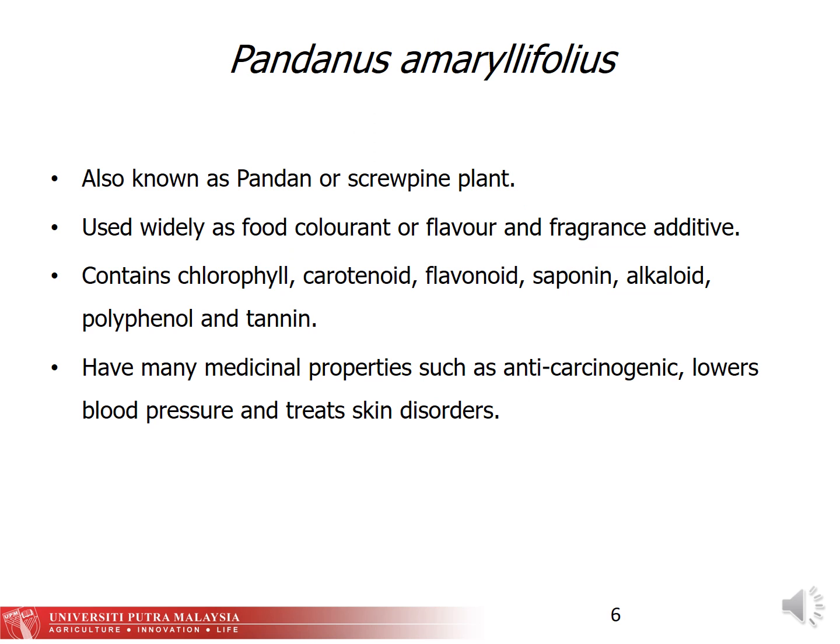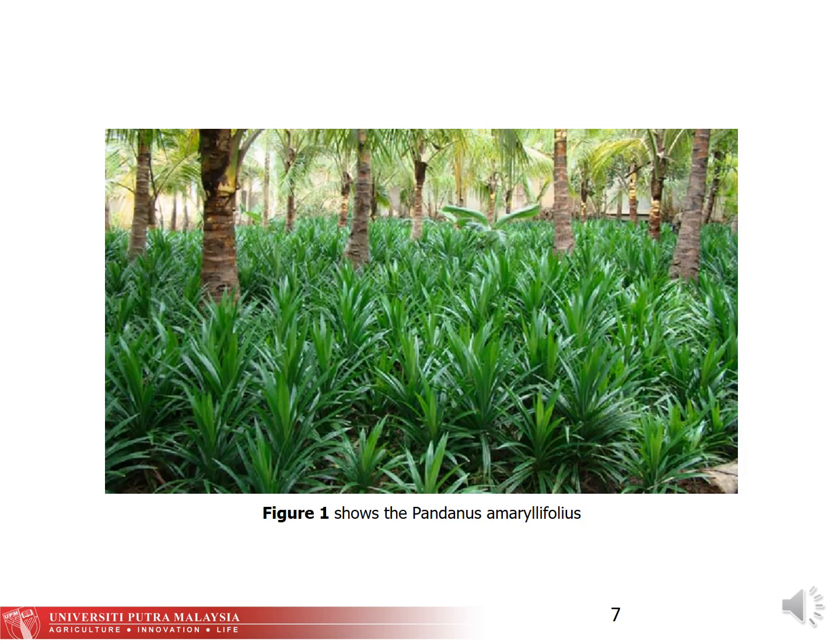Two types of plant species were used for my research. The first one is Pandanus amaryllifolius, which is also known as pandan or screw pine plant. It is widely used as food colorant or flavor and fragrance additive. It contains chlorophyll, carotenoid, saponin, alkaloid, polyphenol, and tannin. It has anti-carcinogenic properties, lowers blood pressure, and treats skin disorders. This is how the pandan plant looks like.